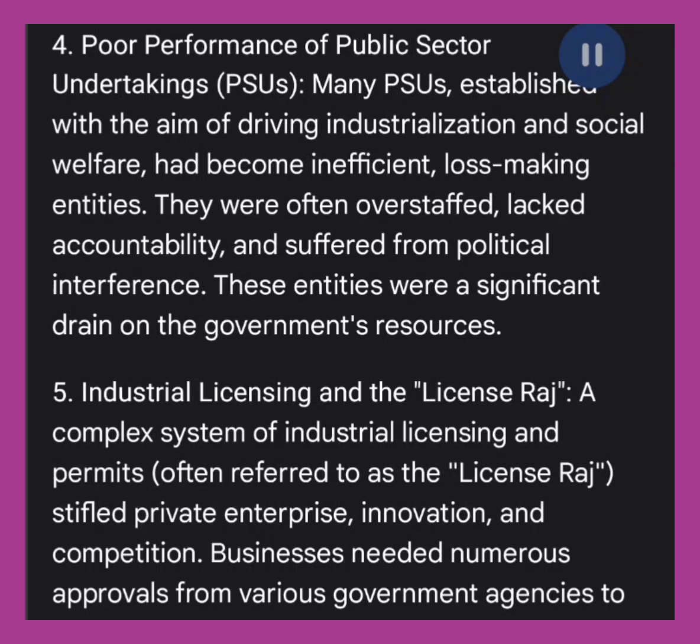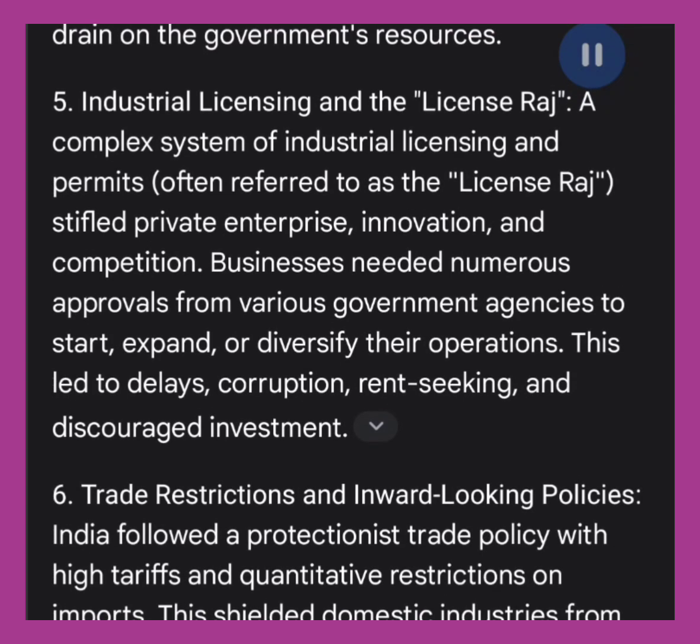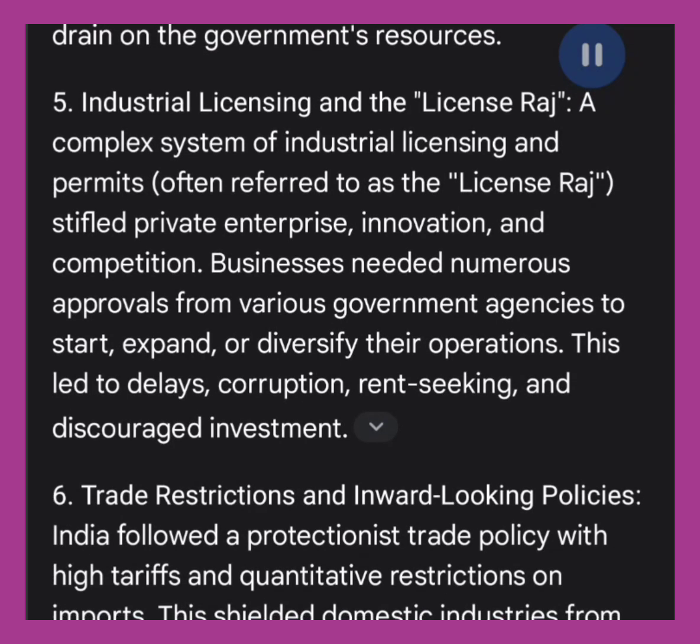5. Industrial licensing and the License Raj. A complex system of industrial licensing and permits, often referred to as the License Raj, stifled private enterprise, innovation, and competition. Businesses needed numerous approvals from various government agencies to start, expand, or diversify their operations. This led to delays, corruption, rent-seeking, and discouraged investment.